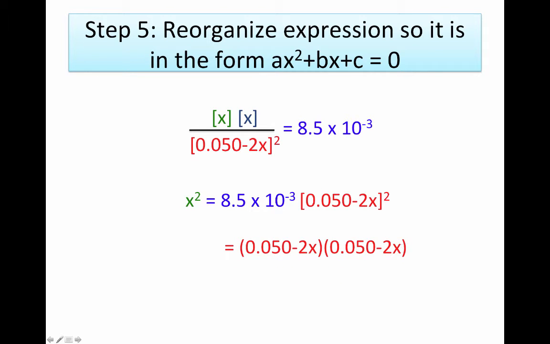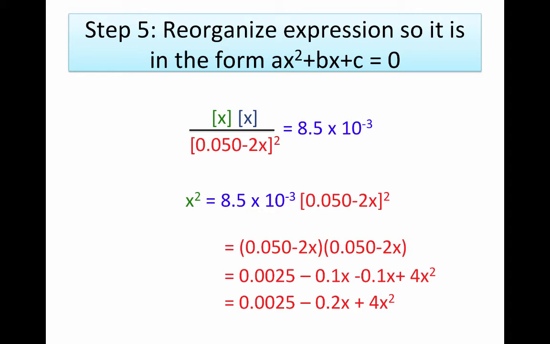So let's multiply that out. We're going to multiply the first terms in the brackets, 0.05 times 0.05, the outer terms in each bracket, 0.05 times minus 2x, the inner terms, minus 2x times 0.05, and the last terms, minus 2x times minus 2x, and this is what we get. And we're going to combine terms, and this is the value of that expression in the brackets.